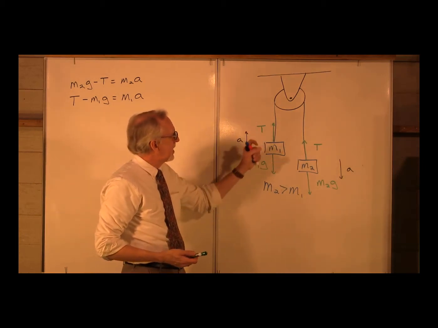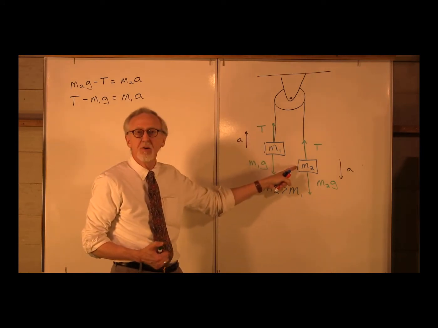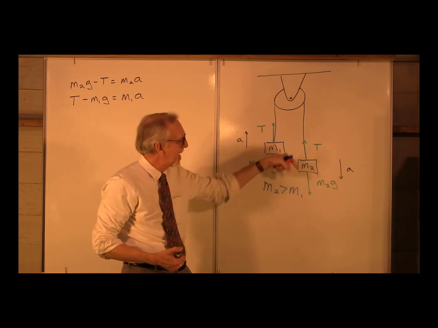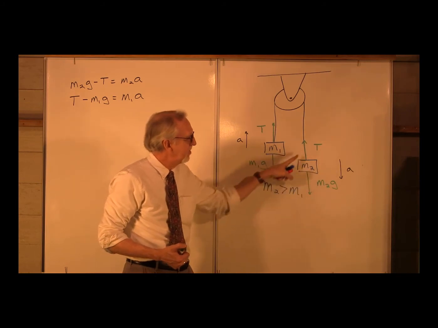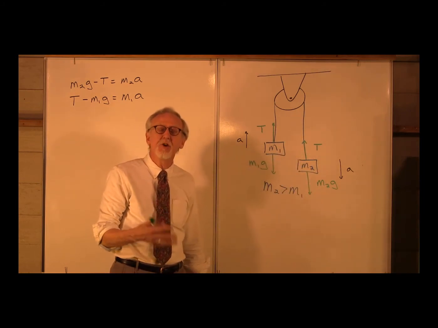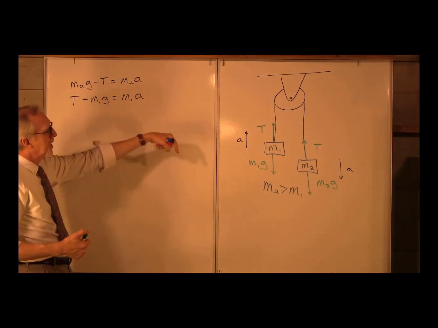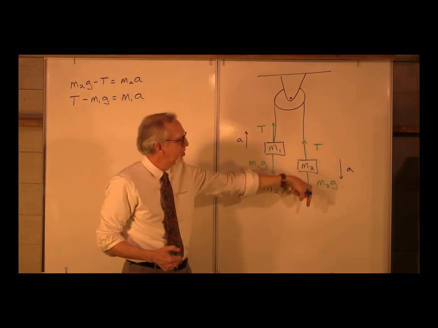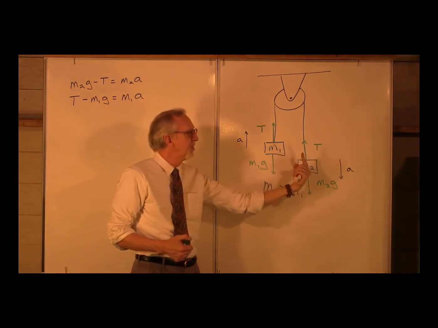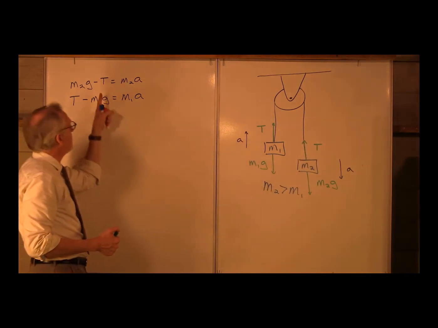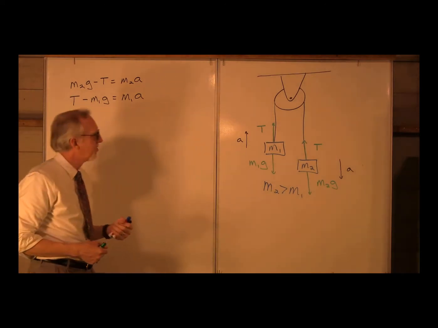Because M1 is going up, we'll define upward as positive for M1, and because M2 is going downward we'll define downward as positive for M2. So what kind of forces do we have in terms of Newton's second law for these two objects? For M2, if downward is positive, we have M2G acting in the positive direction, and then the tension in the negative direction, so minus T, and that must equal M2 times A. F equals MA for M2.